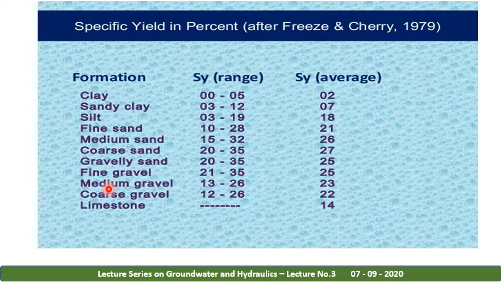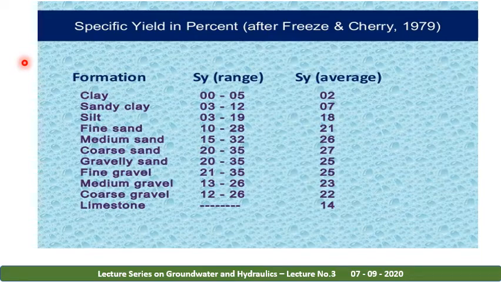Like porosity, here also you can understand what may be the range of a particular material inside the subsurface. Clay will be having a range of 0 to 5%. The specific yield means the availability of water, that is, how much percentage of water can be yielded in that particular region.